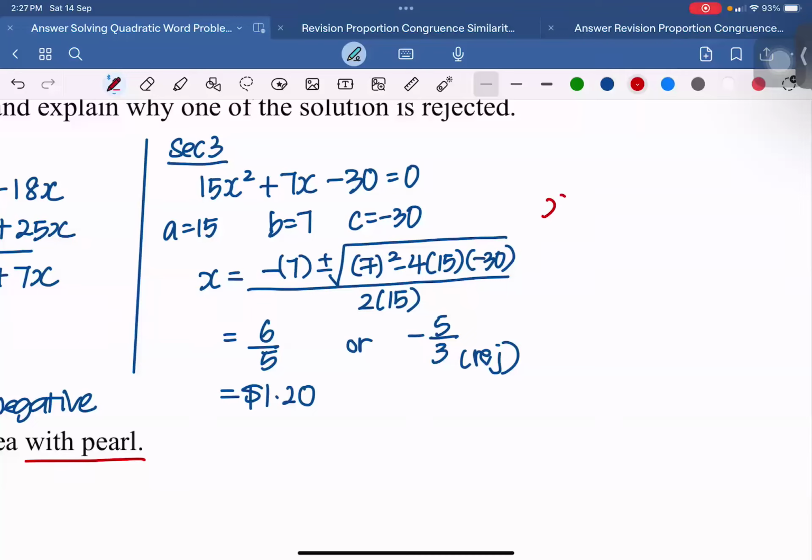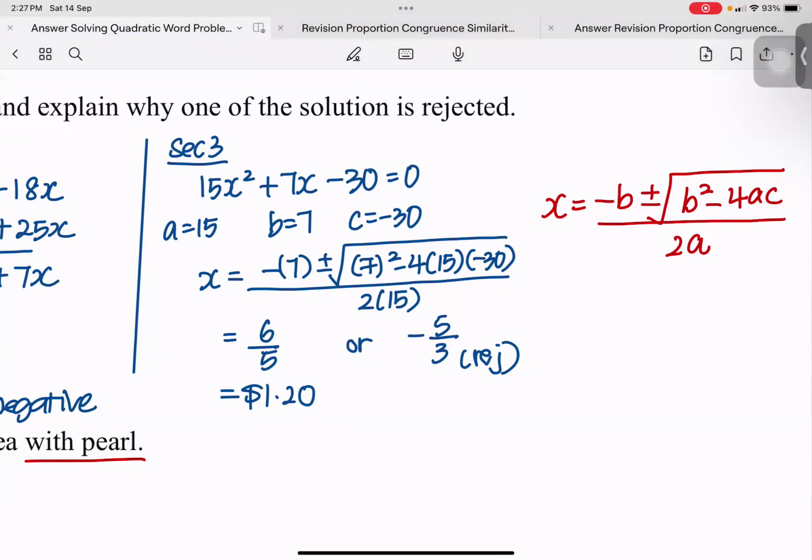X equals to minus b plus or minus square root of b squared minus 4ac, over 2a. Thank you. Okay. Hopefully you all remembered by now. We did it 3 times already. Okay, hopefully. Thank you very much.